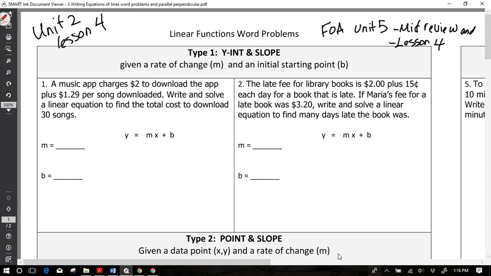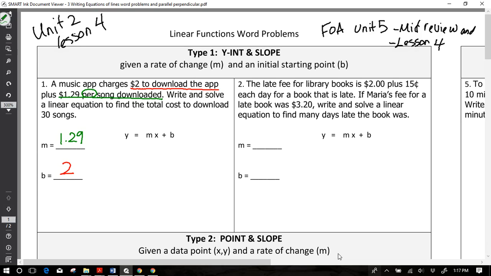A music app charges $2 to download the app. So that is a one-time fee to download it, and that is my y-intercept. Next, they charge additionally $1.29 per song that I download. So that would be my slope.